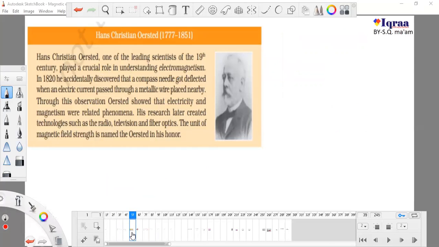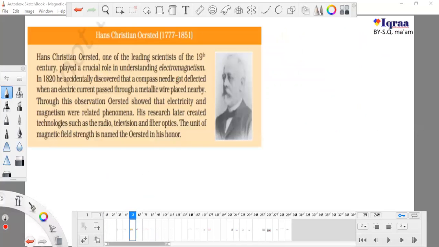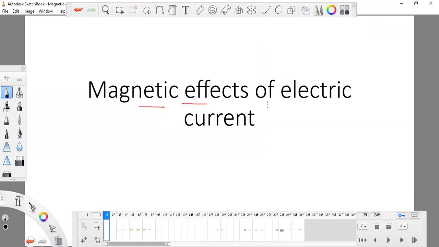Now, first of all we are writing magnetic effect of electric current. What is this magnetic effect of electric current? This is a scientist, his name is Hans Christian Ørsted. This is from our NCERT. He was a leading scientist, and he played a very crucial role in understanding electromagnetism, because we are studying the magnetic effect of electric current.